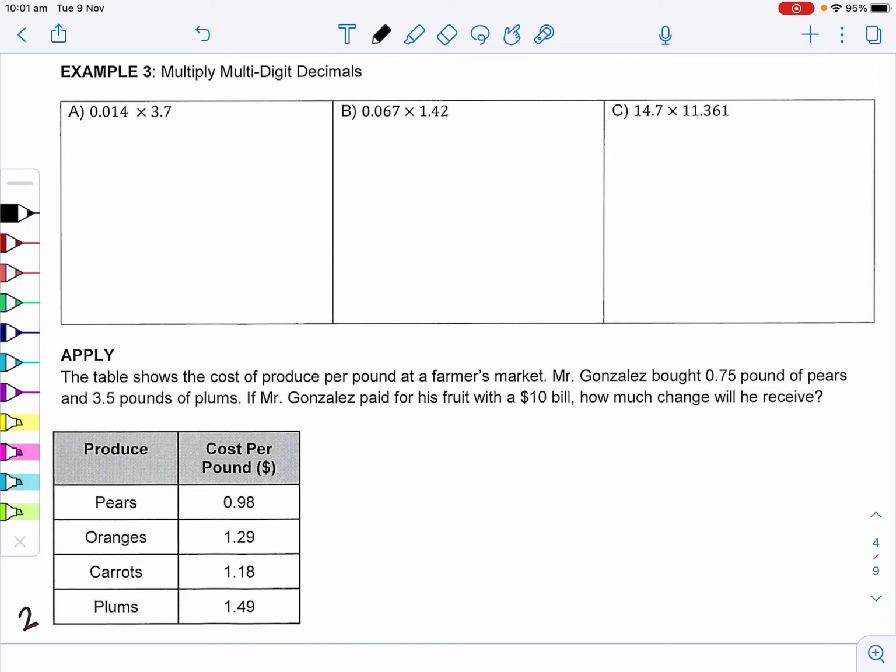So instead of having to worry about how do we line up the numbers? Do the decimals have to be lined up? We're just going to take the decimal idea out of it for a little bit, do our multiplication, and then put those decimals back in.